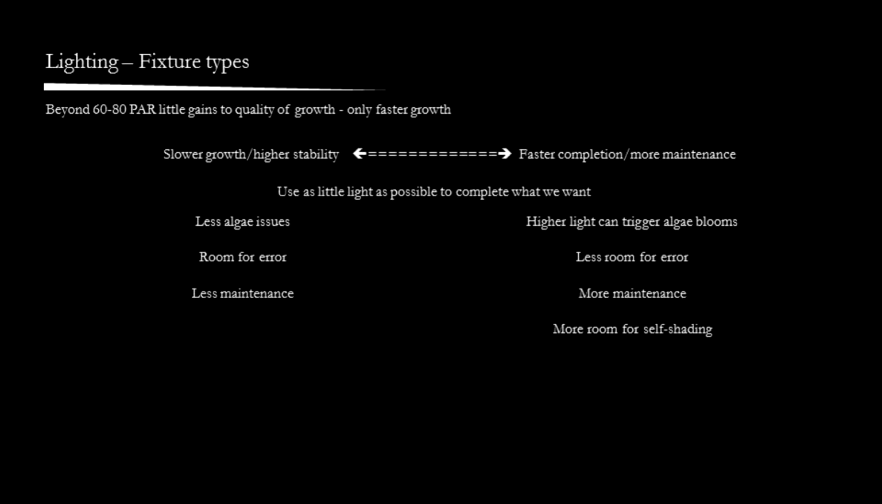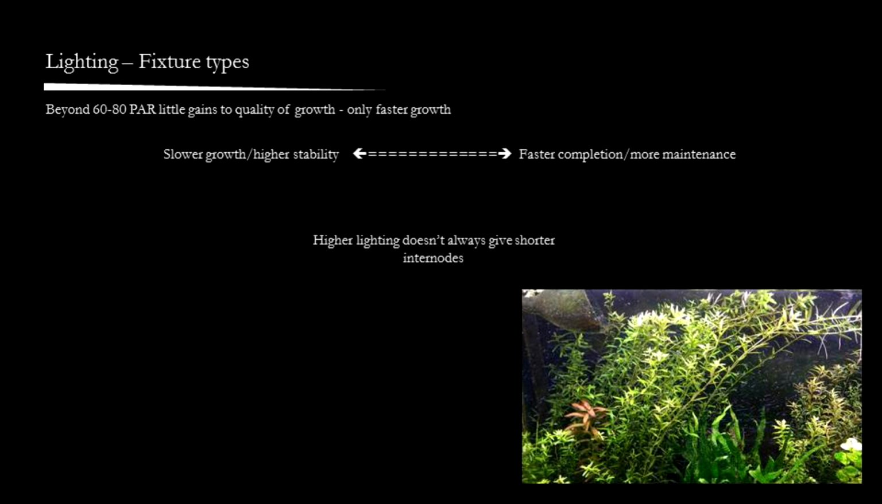Failing which, instead of faster growth, you'll get more algae. So using more light allows us to complete projects faster, and it allows escape with a higher amount of self-shading between plants. However, it is much more work to handle compared to a tank with lower lighting that is generally more stable. There are some misconceptions with regard to the higher your lighting, the shorter your internodes.